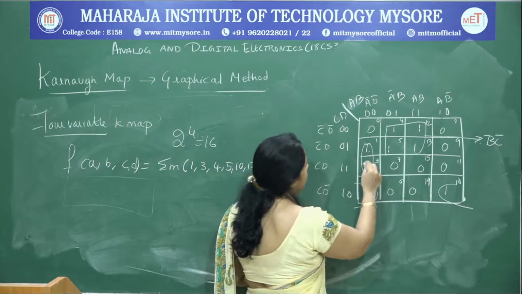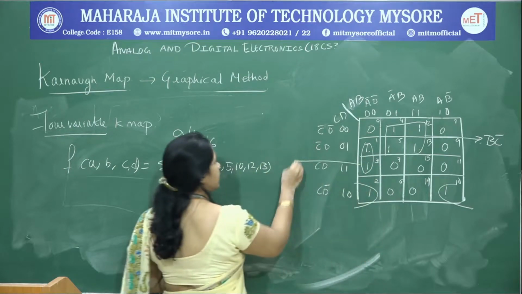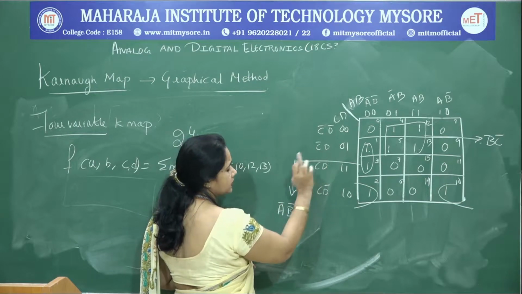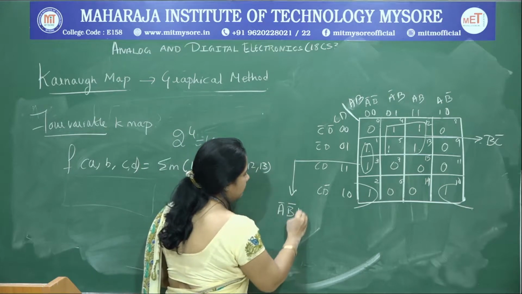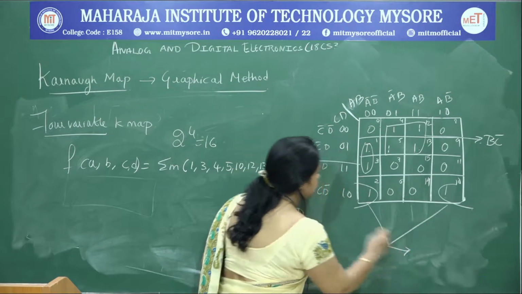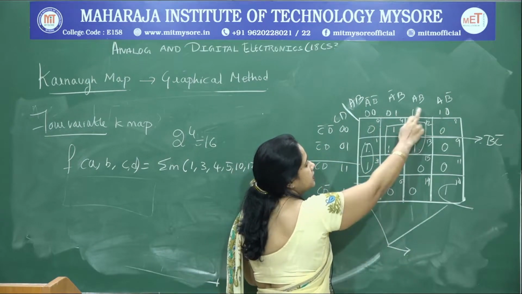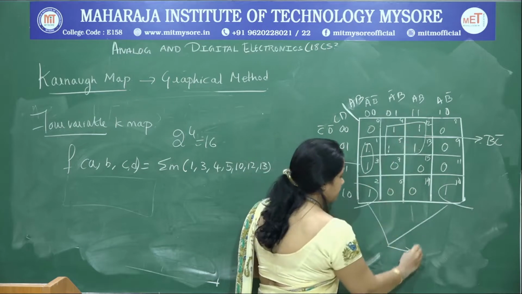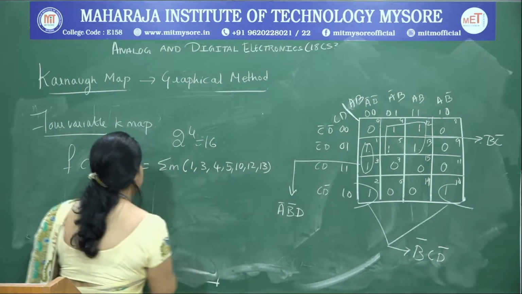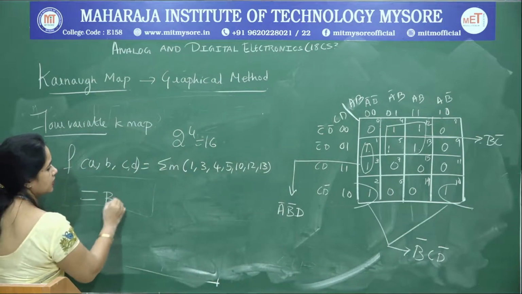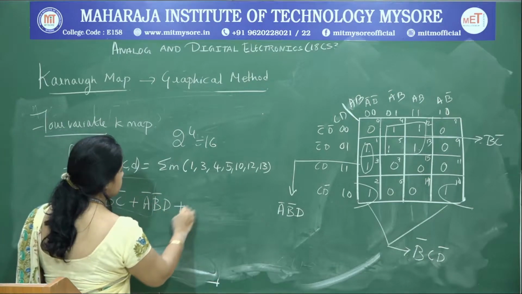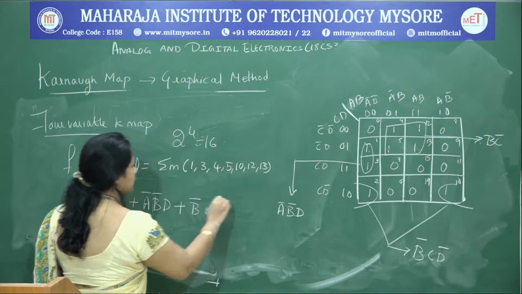What is common in this pair? A bar B bar is common. If you consider this pair, A bar B bar is common, and C bar plus C becomes 1, so it will be eliminated, and D is common, I will take it. And in this pair, A bar plus A gets eliminated, and we have B bar and C D bar. So, this expression is going to be reduced as B C bar plus A bar B bar D plus B bar C D bar.